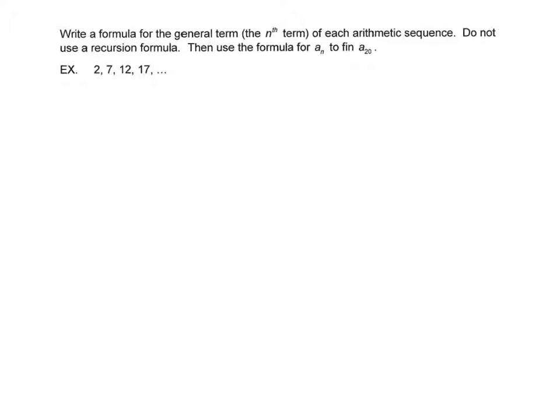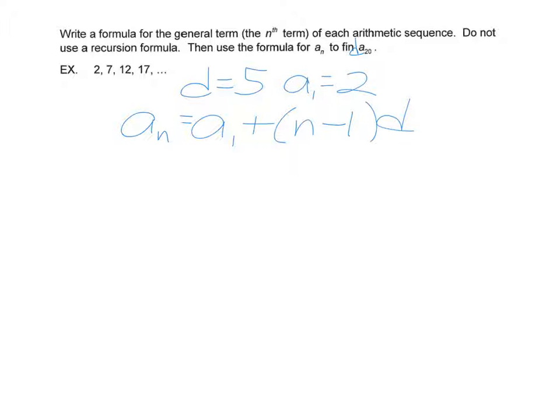This example asks, write a formula for the general term, in other words, the nth term, of the arithmetic sequence. Do not use a recursion formula, and then use the formula to find a sub 20. There's a little d missing there. And so we can see that 5 is being added each time in this sequence. So that means d is 5, and we can see that the first term is 2. So what they're wanting us to do is fill in the general formula, not knowing what n is. So there's the formula for the nth term.